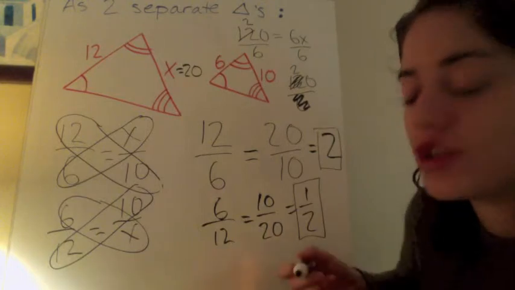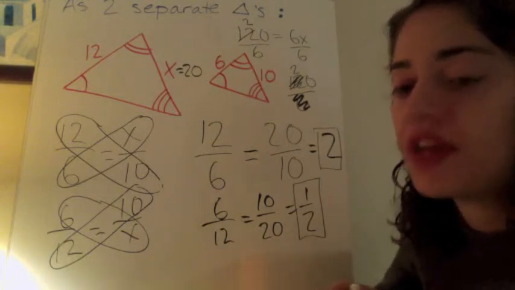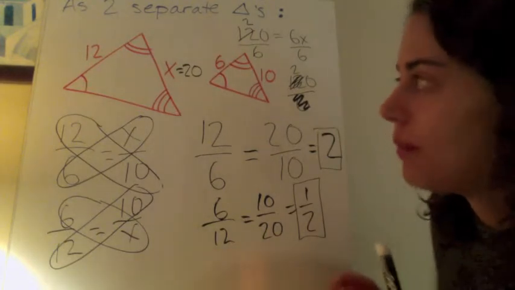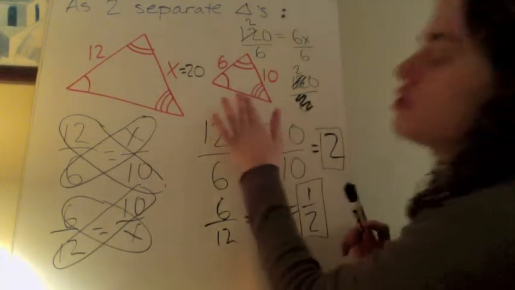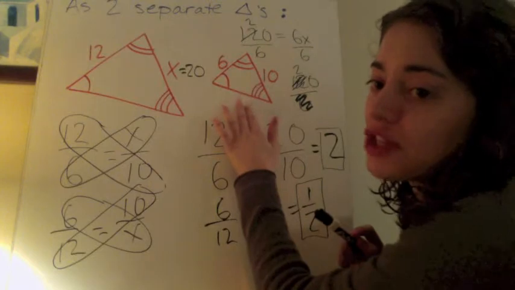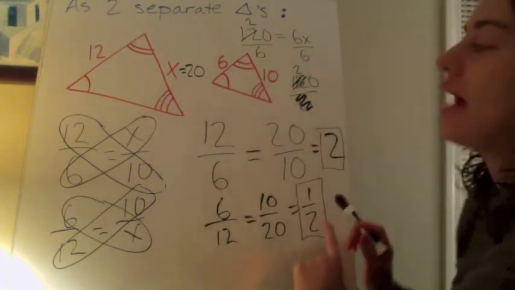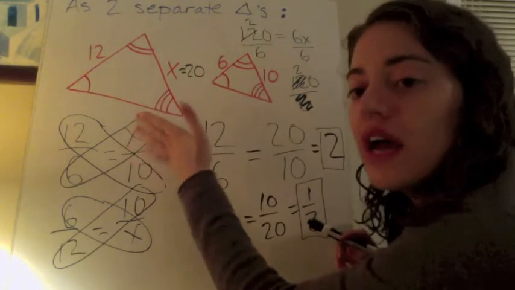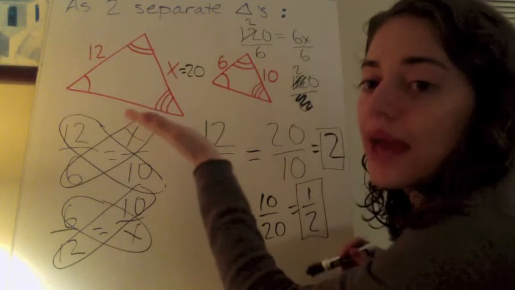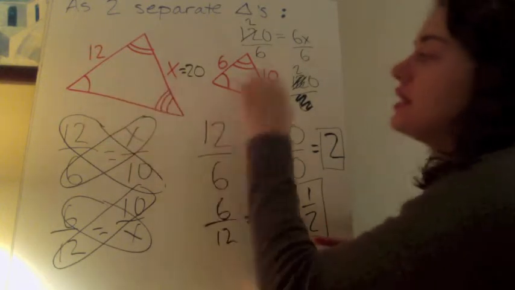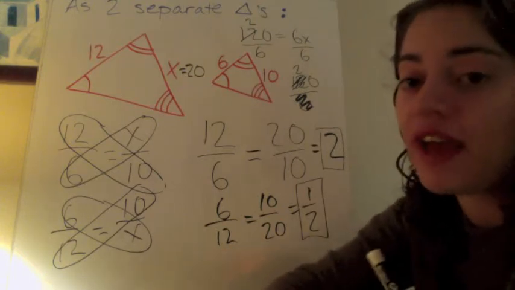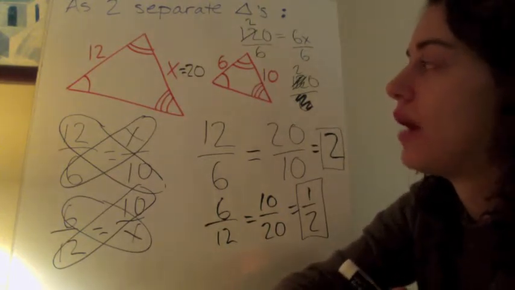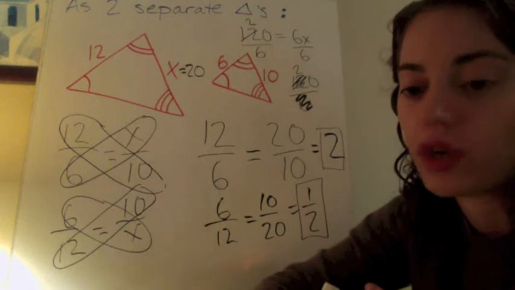Your scale factors will always be reciprocals. That is where you switch the numerator and denominator. Because my 2 tells me if I'm given the small triangle, I need to multiply my sides by 2 to get the big one. And 1/2 tells me if I'm given the big triangle, I need to multiply my sides by 1/2 or divide them by 2 to get the value of the sides for my small triangle. So that is scale factor, and we also talked about how to set up and solve proportions in this video.